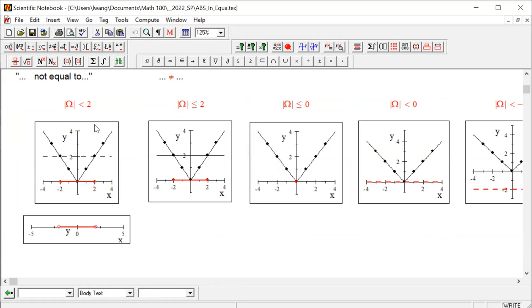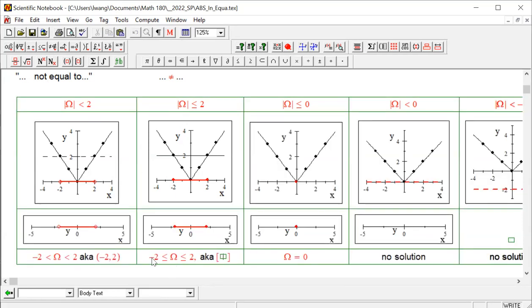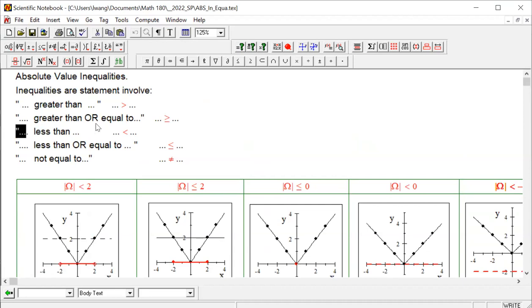Even though I put AKA, also known as, I still prefer you use the inequality. The inequality form is most useful. In this case, there's not an interval because it's just one point, and no solution. So this is the summary we had for solving absolute value inequalities in the cases of less than or less than or equal to.